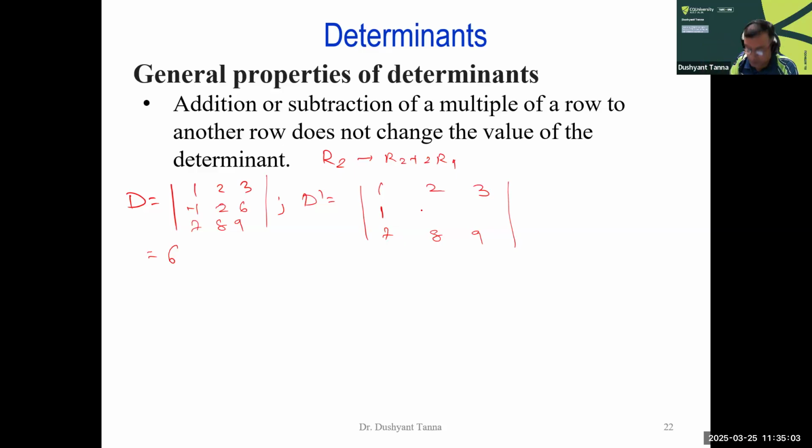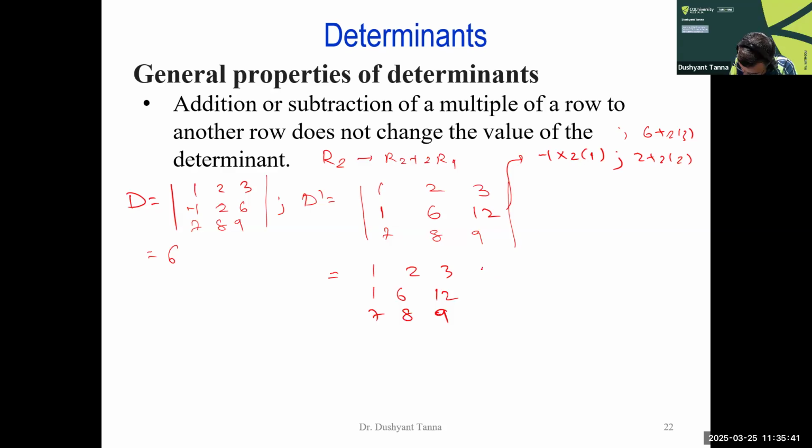I'm adding 2 times 2 plus 2, so that will be 6. It was 6 in the third element. I'm adding 6 plus 2 times 3, so that becomes 12. If you're still not clear, I can explain it here. What I have done: row 2 plus 2 times row 1. The next element is 2 plus 2 times 2. The third element is 6 plus 2 times 3. Right? And now I will expand it. So 1, 2, 3, 1, 6, 12, 7, 8, 9.